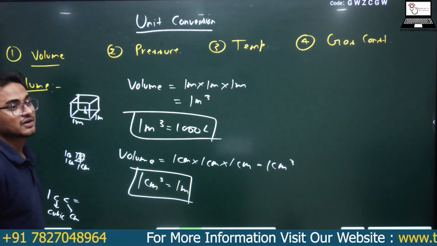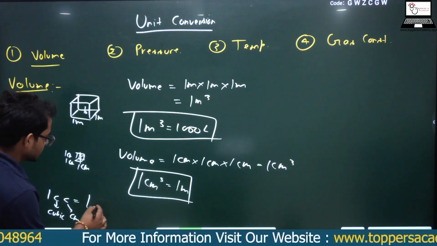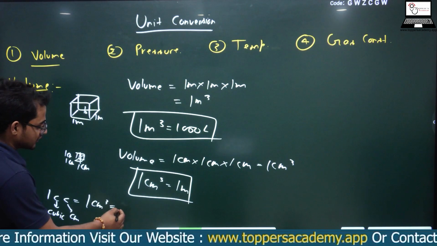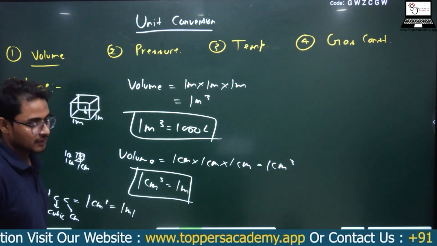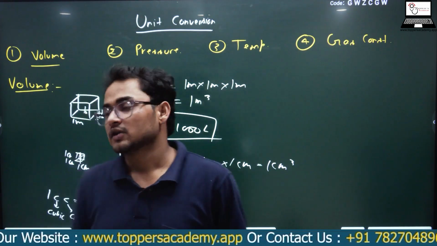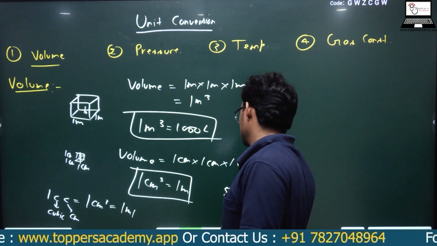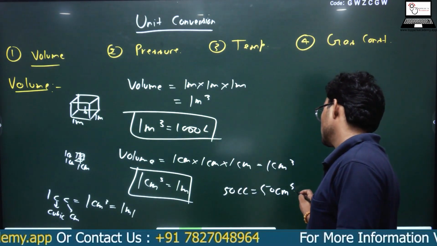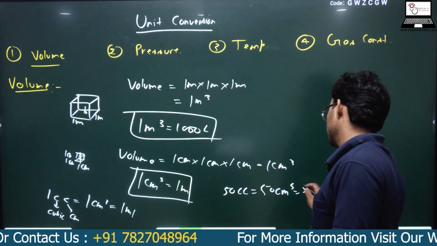So cubic centimeter, or I can say 1 centimeter cube, cubic centimeter or centimeter cube, all are same. 1 ml, 1 centimeter cube, 1 cc, all are same. Suppose 50 cc, it is equal to 50 centimeter cube. It is equal to 50 ml. I hope you got it.